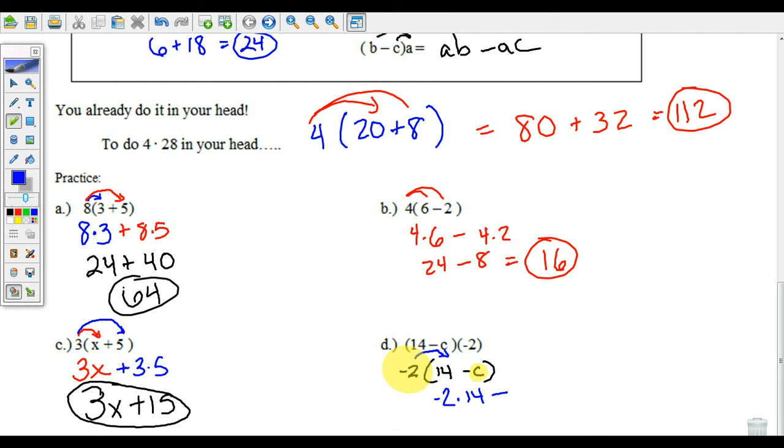So it'll help if I put that in parentheses. We're just going to do -2. Oh, I should do it in green so you can see it. We're just going to do -2 times C there. So this is -28, and then minus -2C. And we remember a little bit about algebra rules. 2 negatives in a row becomes -28 plus 2C. And that's our final answer for that one.